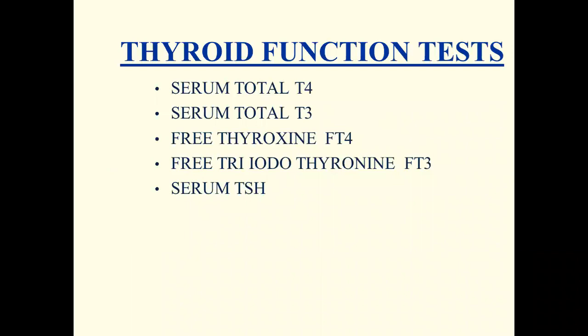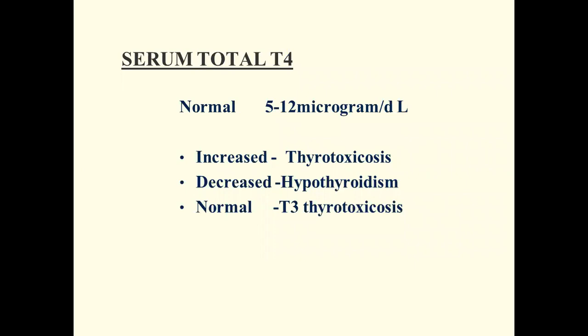So thyroid function test classically includes the serum total T4, serum total T3, and the serum TSH. Additionally, we have to do the free T4 and the free T3 values as well. Serum total T4, the normal value is 5 to 12 microgram per deciliter. Now there are different variations between labs as well as between countries depending on the unit. It's increased in thyrotoxicosis, decreased in hypothyroidism, and maybe normal in T3 thyrotoxicosis.